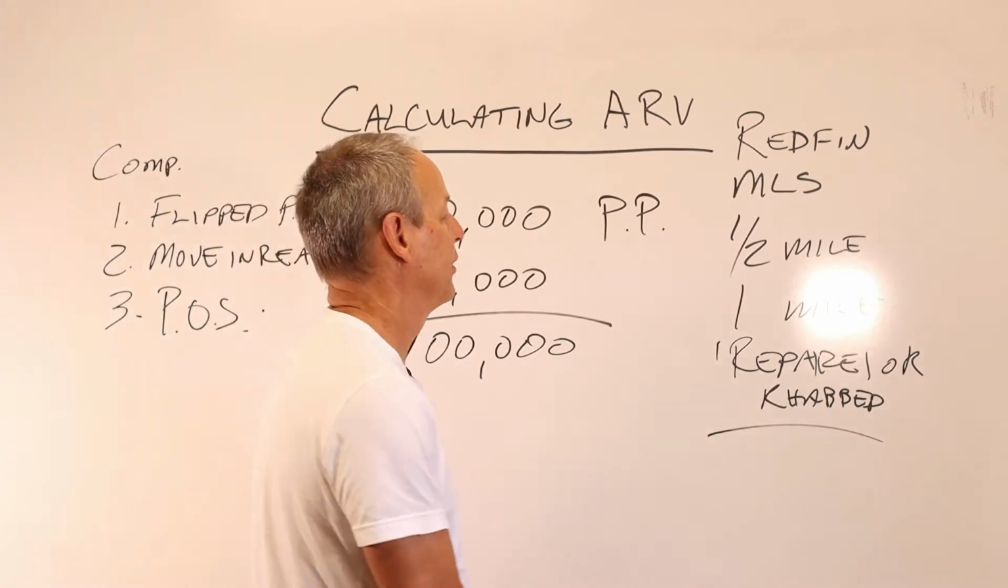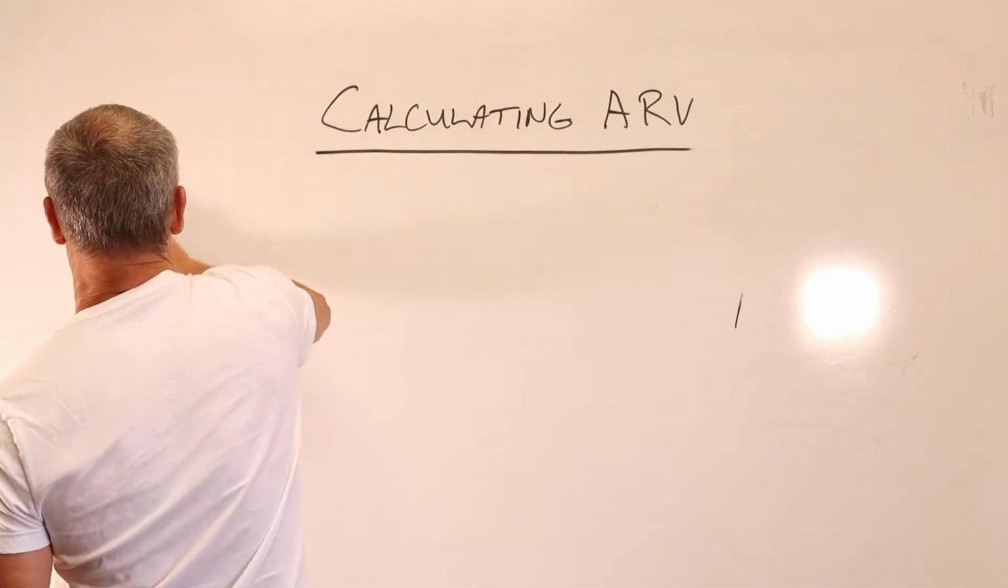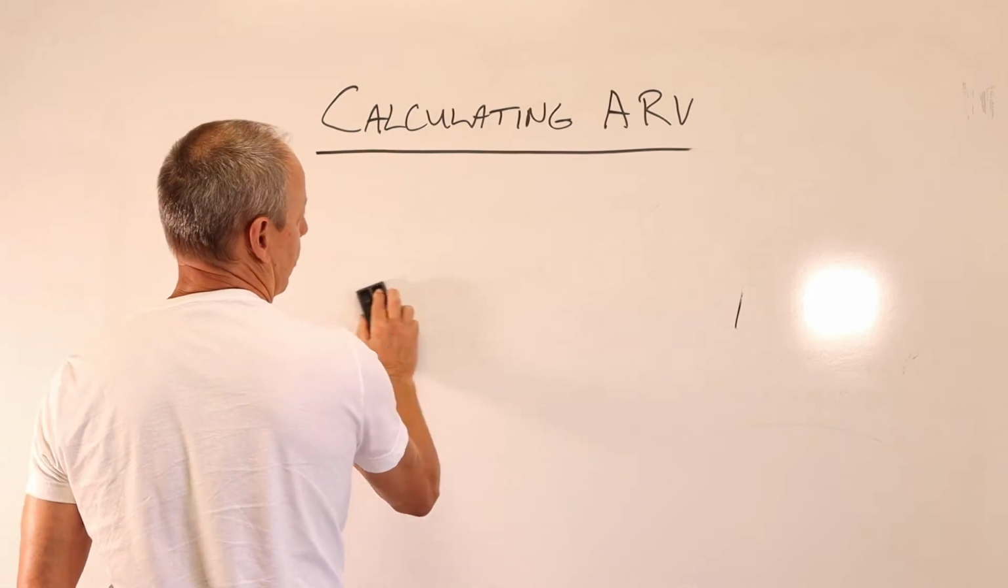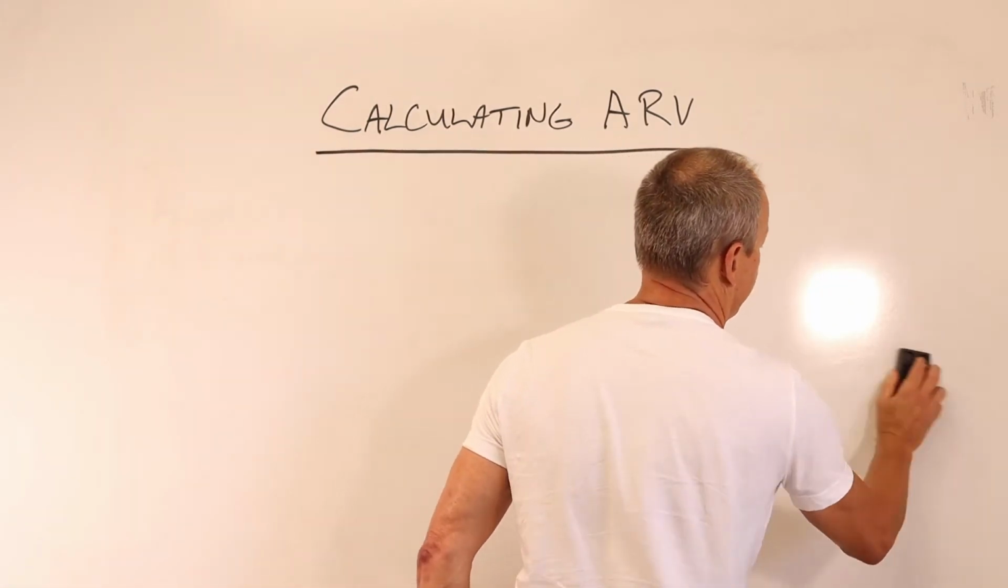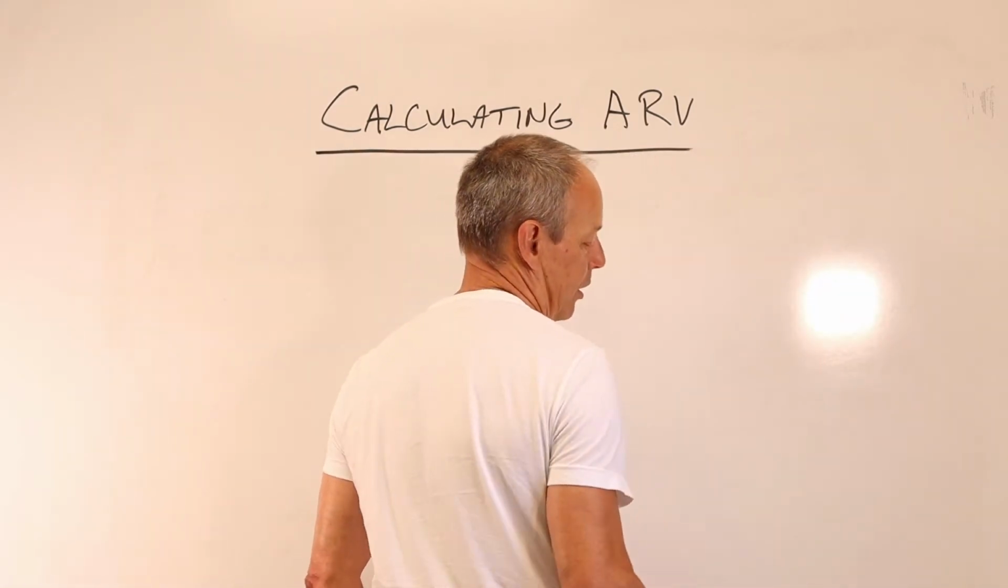Okay guys, so let's talk about the 70% rule. The 70% rule kind of makes it easy to do a really quick analysis as to whether that property is actually worth flipping or not, right?